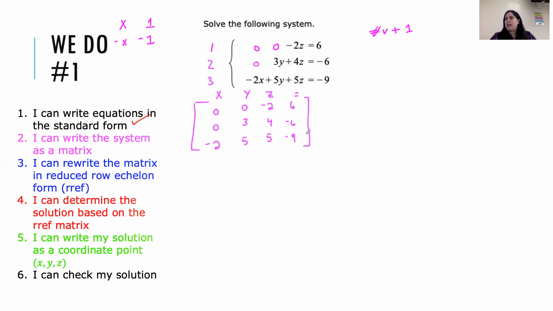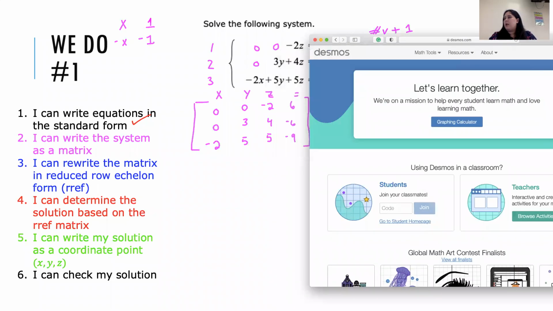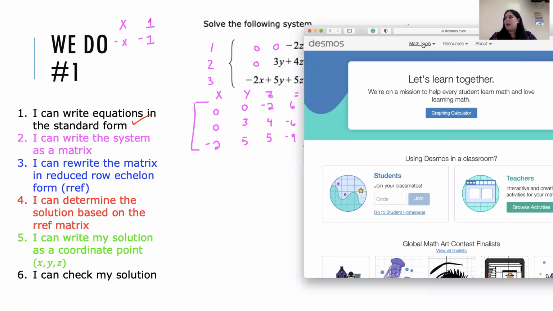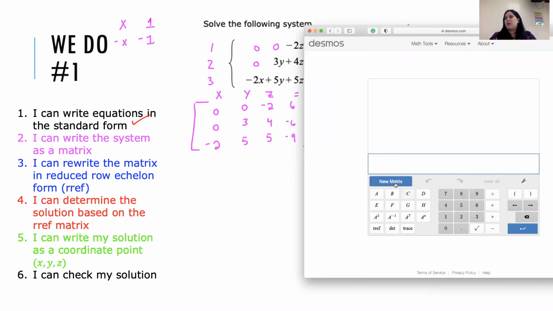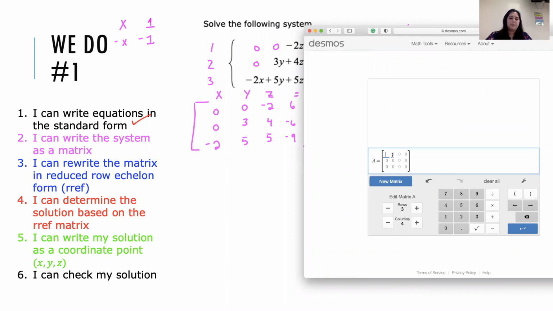So we're going to go ahead and take a look here at Desmos to use their matrix calculator. So I'm going to go ahead and bring that over. I'm going to go to Math Tools. I'm going to pick Matrix Calculator. To start off, we're going to create a new matrix. And we said we had 3 rows and 4 columns, so we need to adjust that so that we can fill in everything that we have. And then we're going to go ahead and copy the matrix over and write it exactly as we see it.